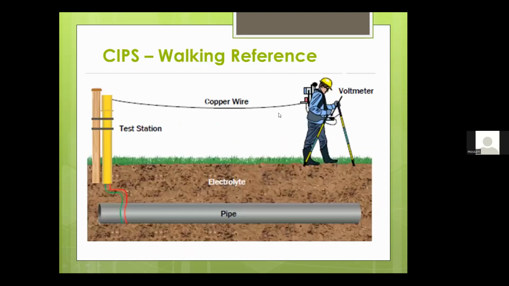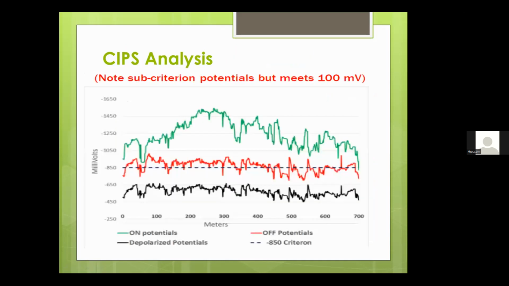Here is the technician. He gets the reading above the pipeline. He walks and gets all readings for all positions here. Then these readings will be collected on a graph to determine the cathodic protection of the structure, like this.